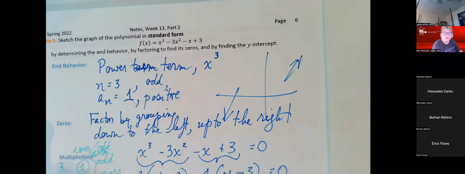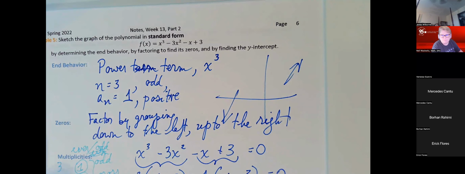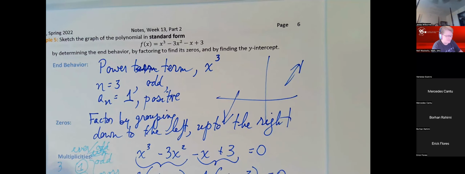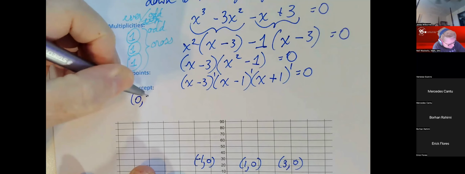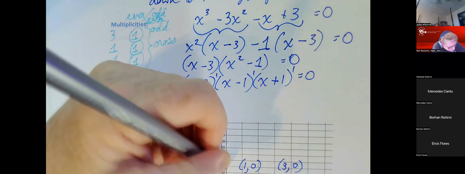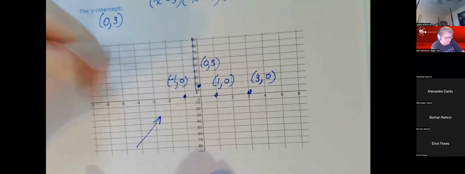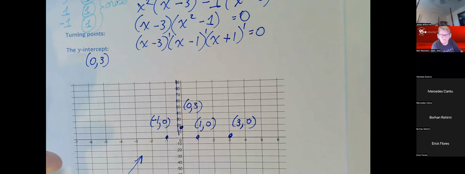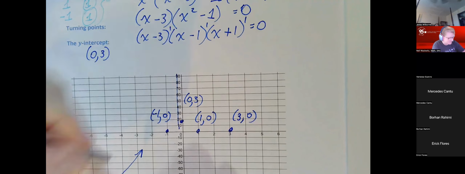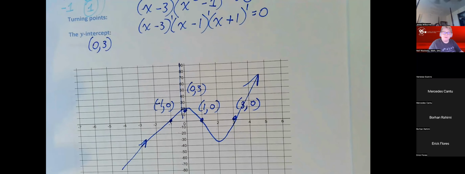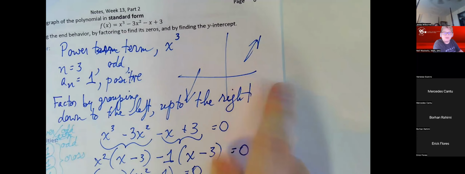And we started out in standard form. What is the y-intercept in standard form? Should be the last number, 3. That's right. So we would get (0, 3). We're coming from below. And what do we do at the zeros this time? Cross or touch? We cross. Good. Let's make sure this end behavior agrees. We came from below and we left above, and that's what we had.